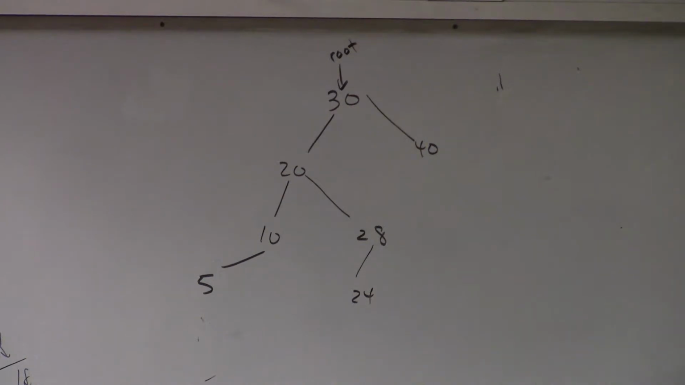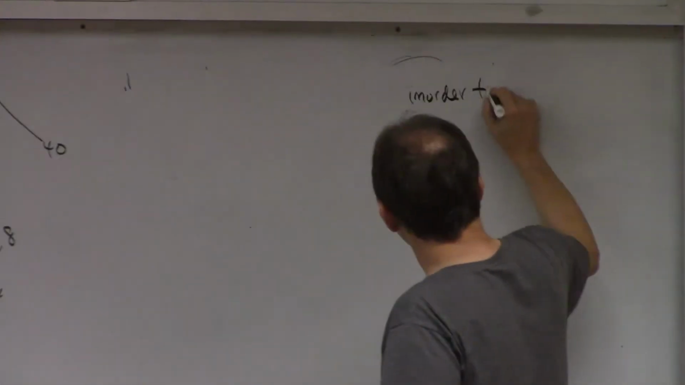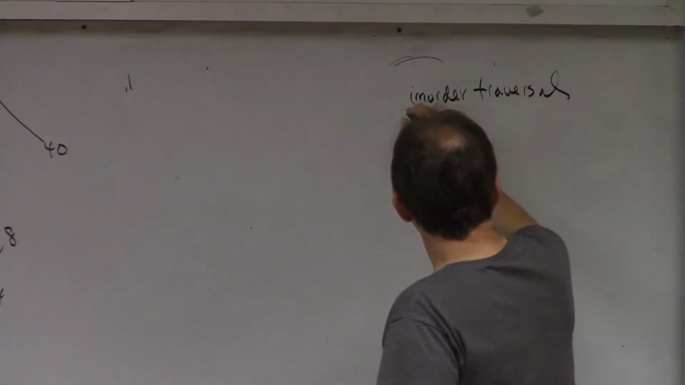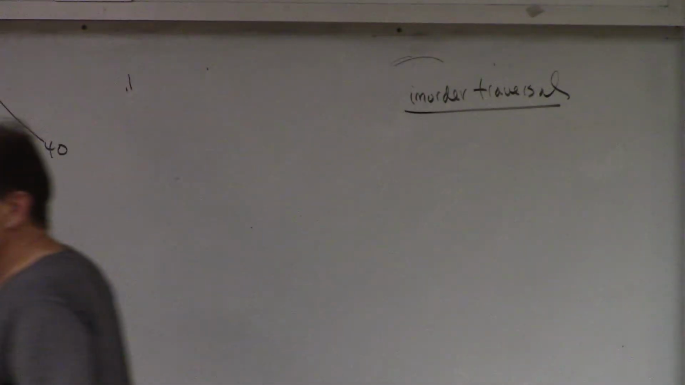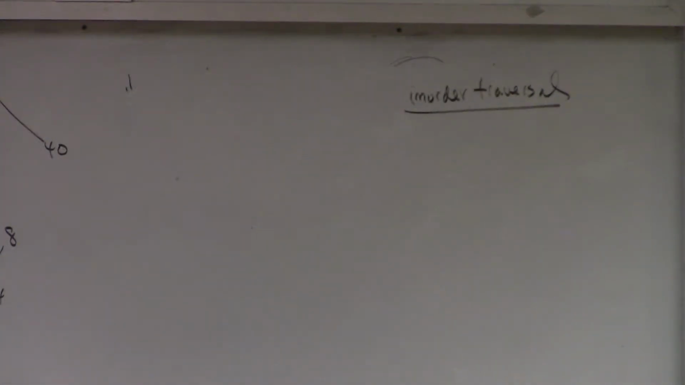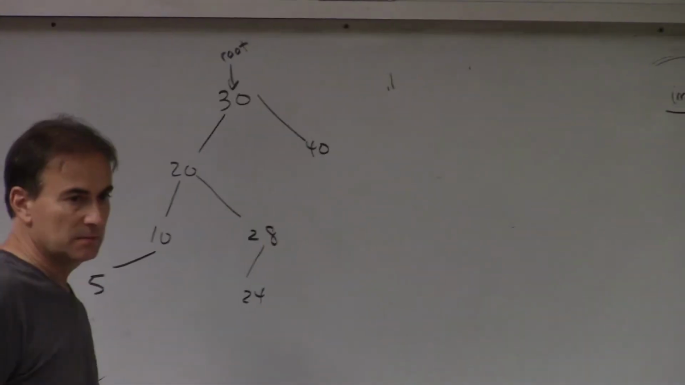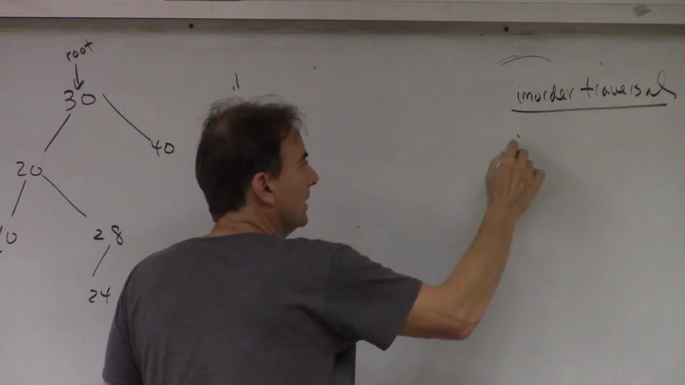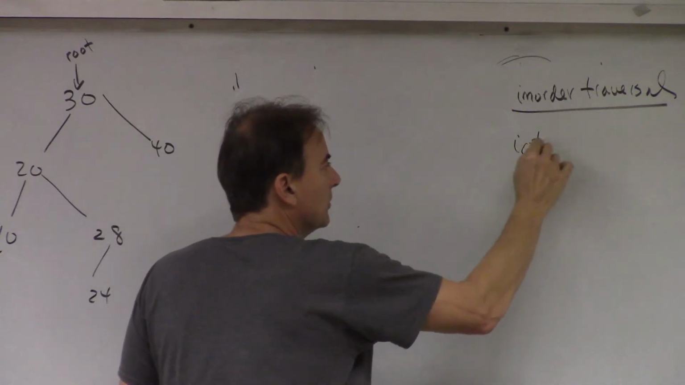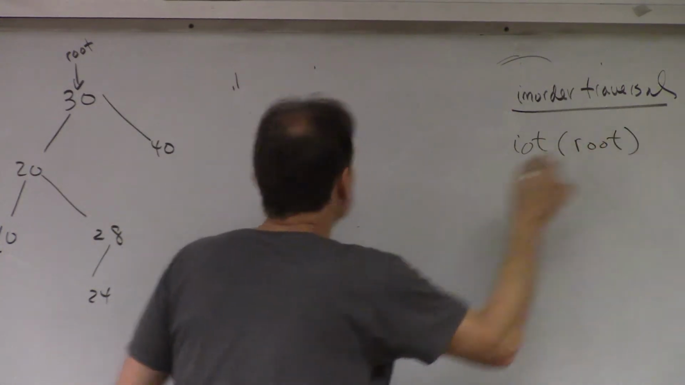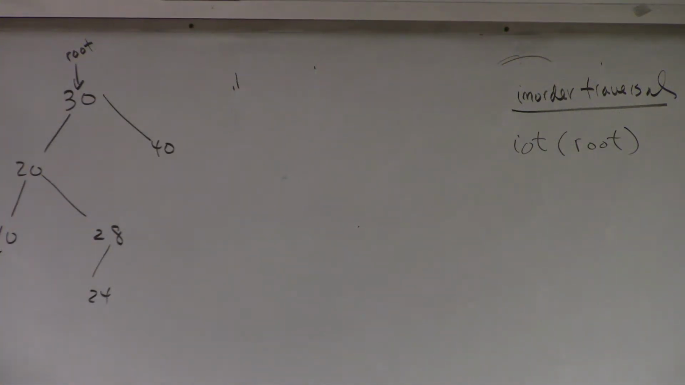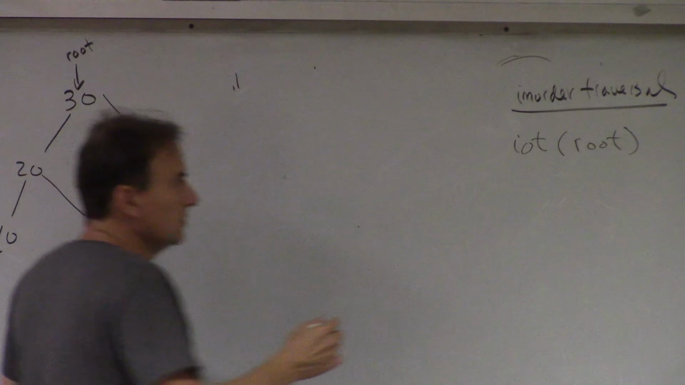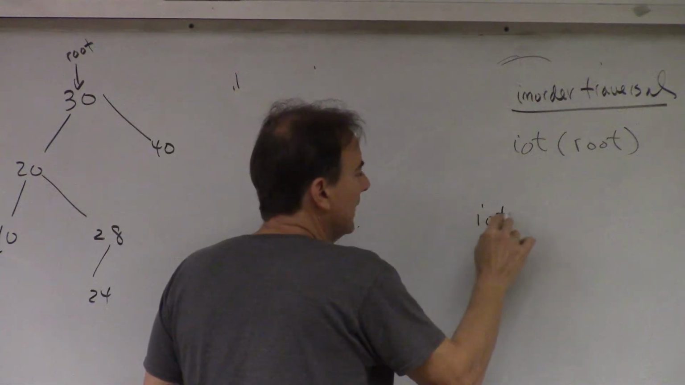So we can call something in order traversal. In order traversal means that we're going to visit every key of the binary search tree in key order. So for that we require a BST. This is a BST, binary search tree. So we're going to say in order traversal, and I'm going to send as a parameter the root. So the root comes in. So this is the in order traversal algorithm.